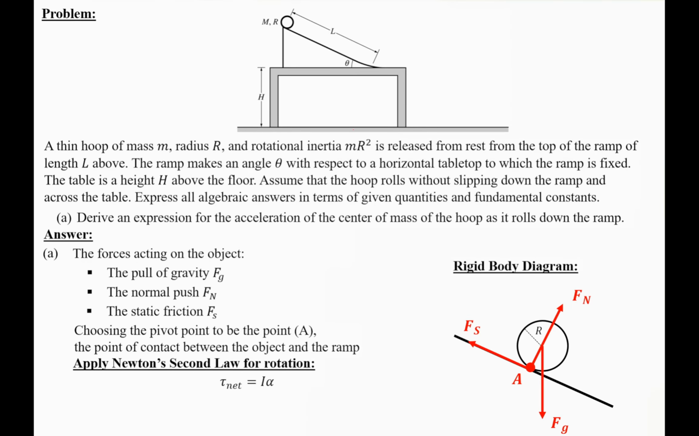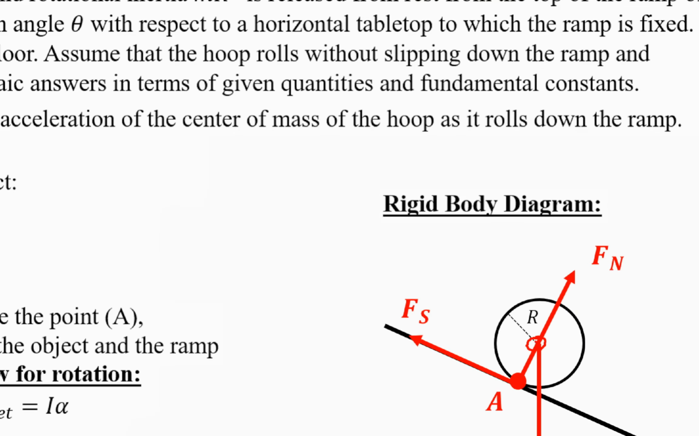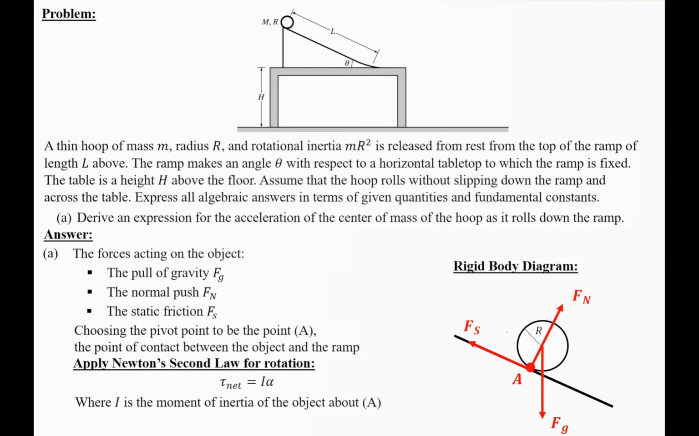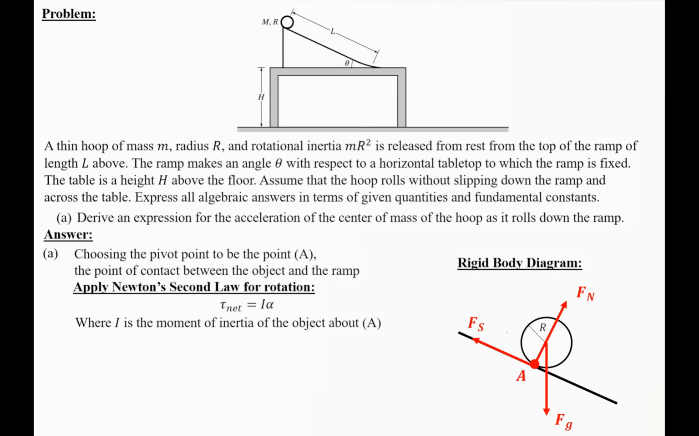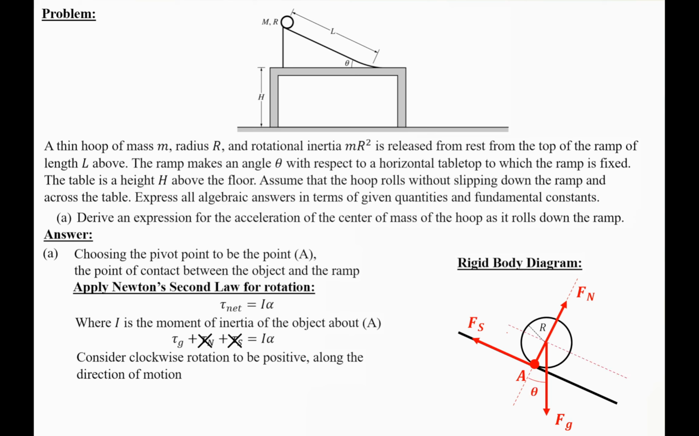We have the moment of inertia, or rotational inertia, given by mr squared about the center of the hoop, so we need to apply the parallel axis theorem, where I is the moment of inertia of the object about A. Now the torque done by gravity, the normal push, and the static friction is equal to I alpha. Consider clockwise rotation to be positive along the direction of motion. That would be the tangential and radial directions. That would be theta, and that would be pi by 2 minus theta.